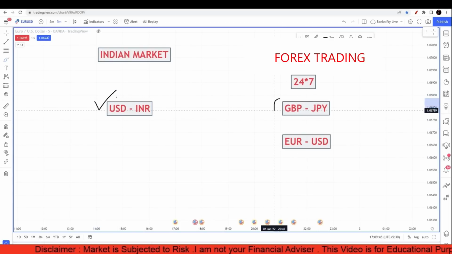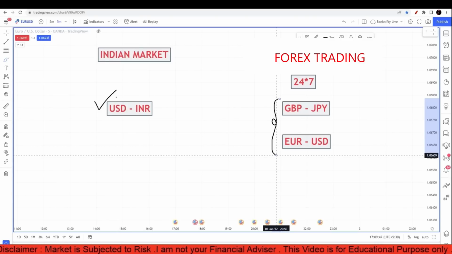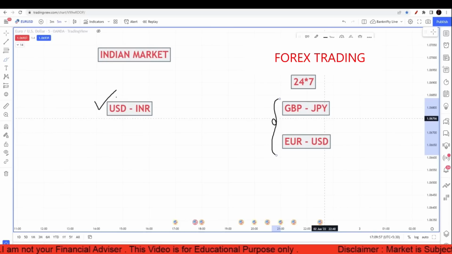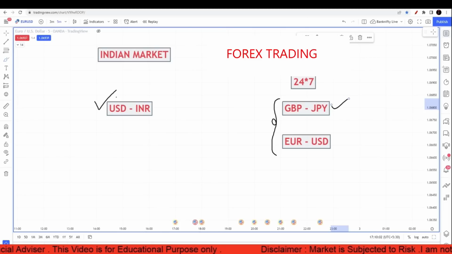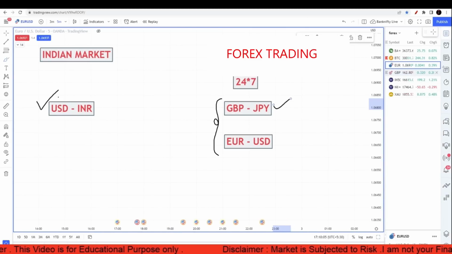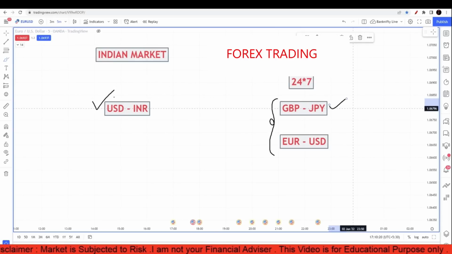Not volatile exactly, but a lot of people internationally prefer these: Euro USD and GBP JPY. This is the trading a lot of people do. GBP JPY is the British pound against the Japanese yen. That is a major one people trade, and then comes our Euro USD. You can say a lot of people trade on these majorly.